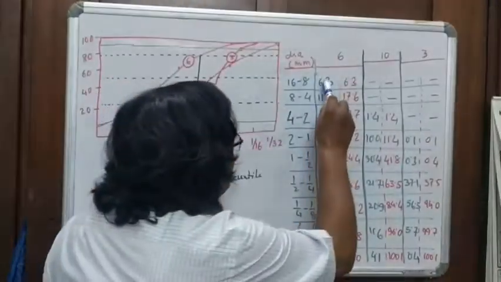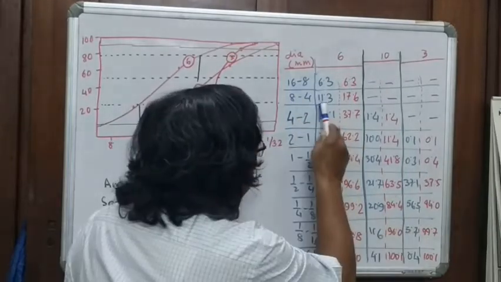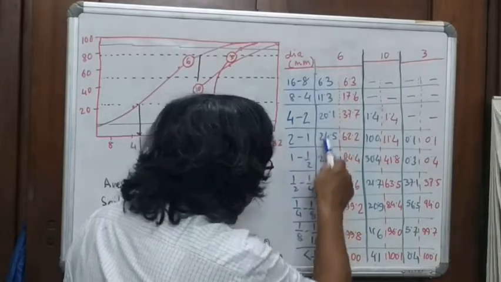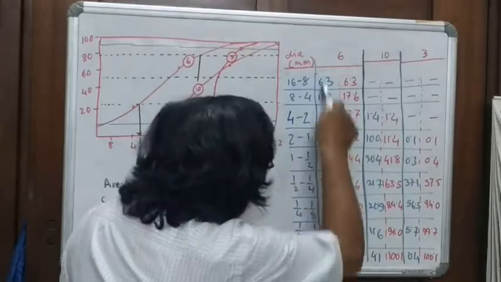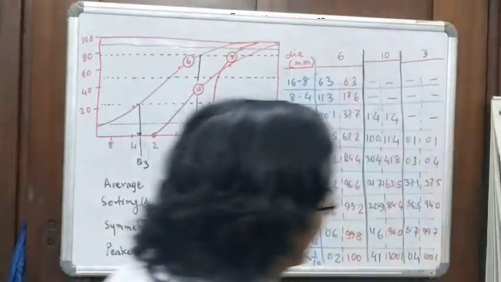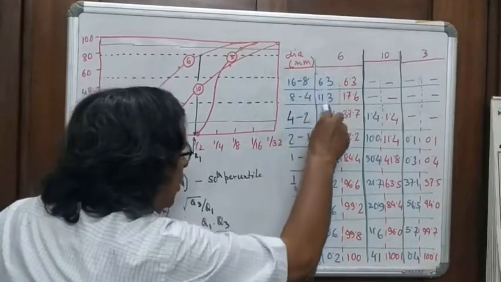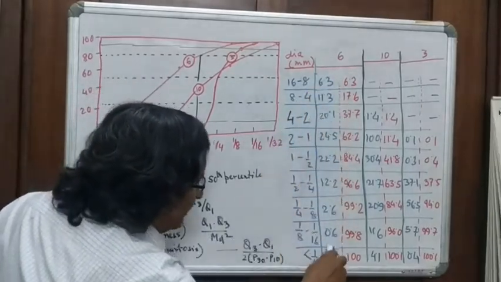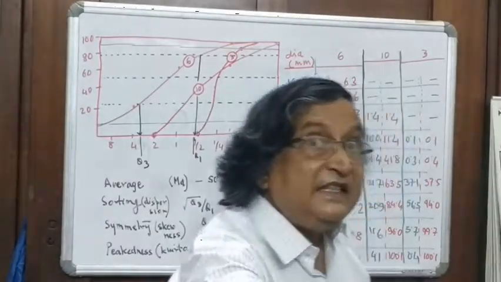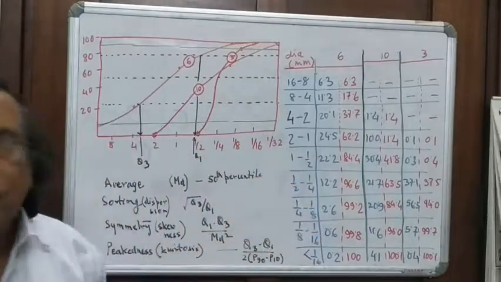Between 8 to 4 millimeter diameter, this was 11.3; 4 to 2 millimeter diameter, 20.1, and so on. If you add these up, the total will be 100. So for sample number 6, this is what is called the frequency of the sample, the weight percentage of the sample collected in the sieve. This is the proportion in which the sample occurs.